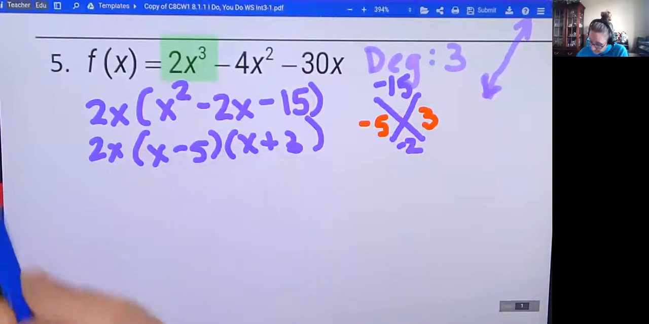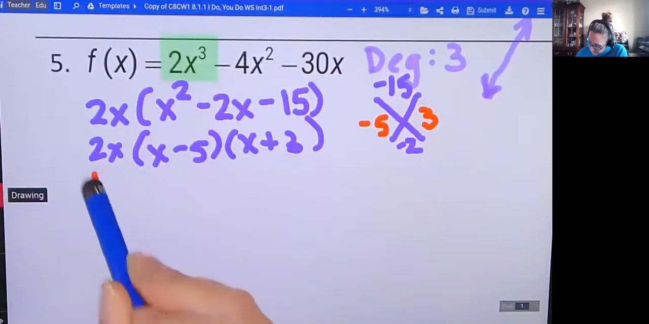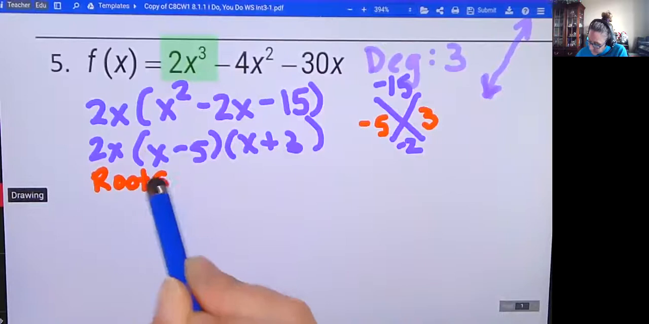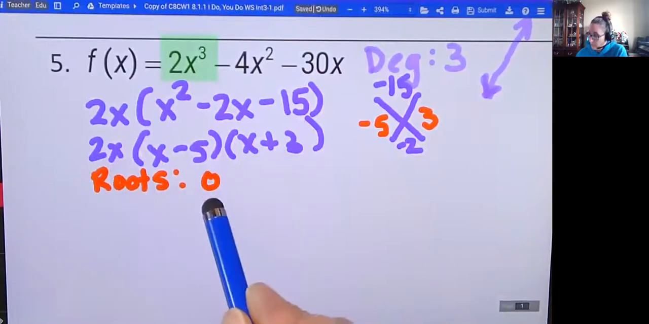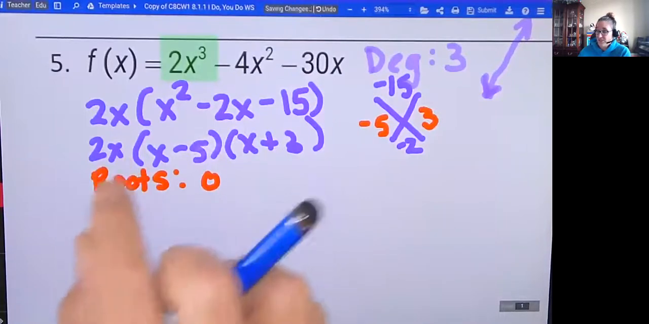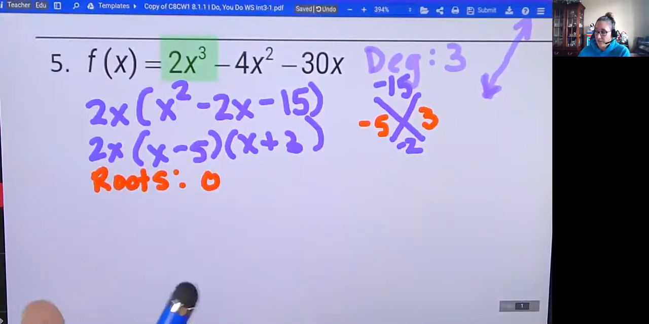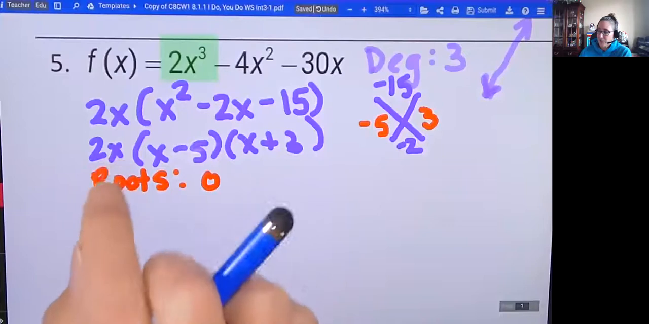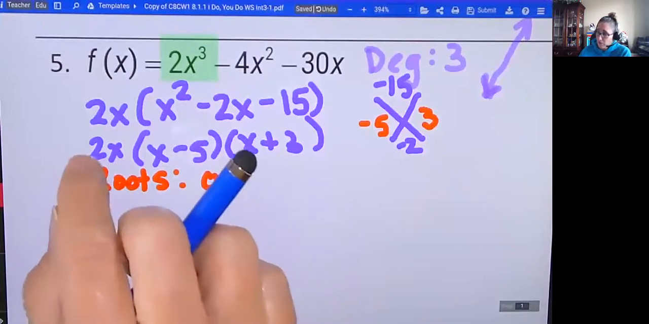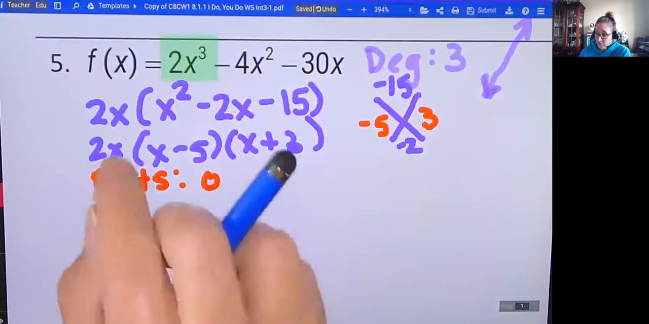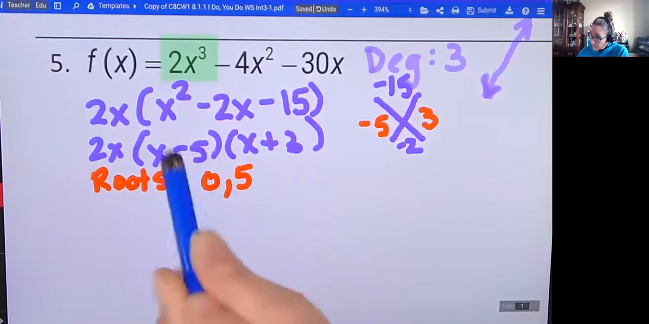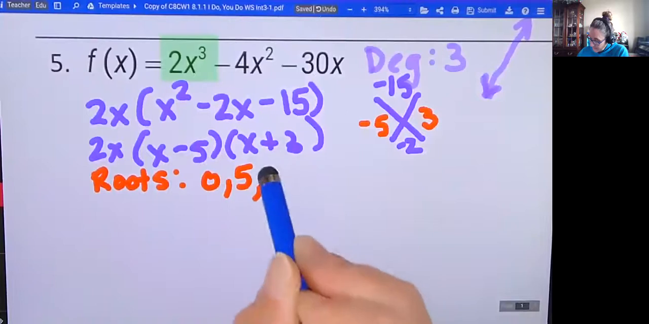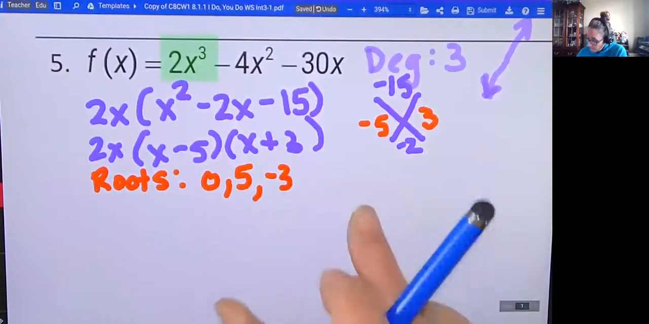And now I'm going to find my roots. In this case, this 2x is going to be a 0. 0 is what makes 2x into a 0. So anytime I have an x squared, an x cubed, with a number in front or without a number in front, it's always going to be a 0. And this is a single. And then my 5, single. And then my negative 3, single. So all these are singles.